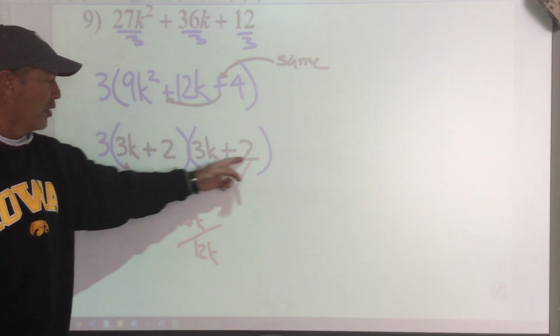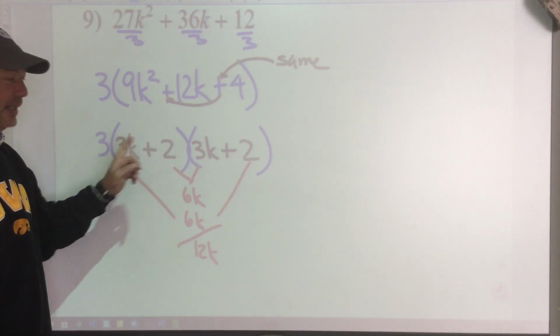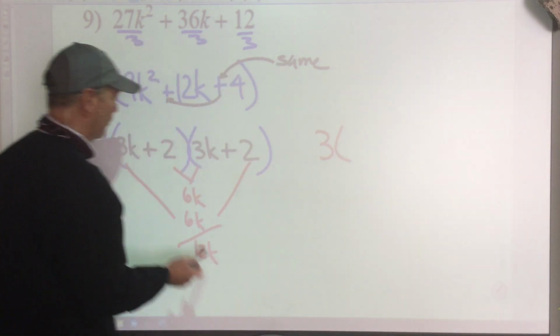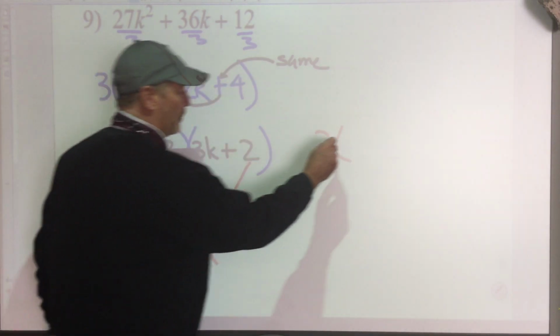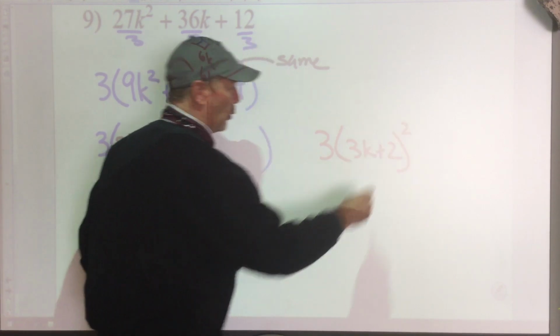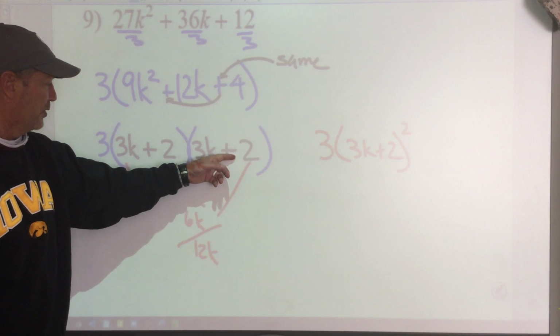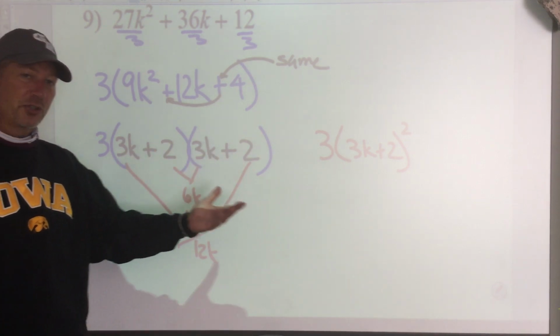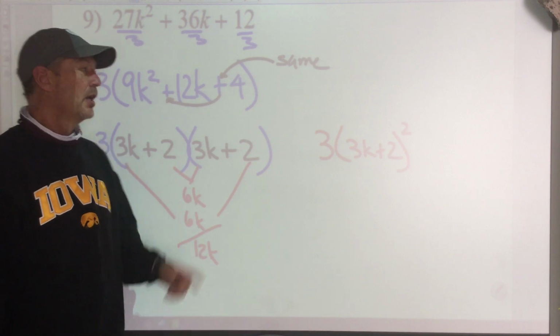Now, is there another way that I can write this? Yes. They said that we can write this as 3 parentheses 3k plus 2 parentheses squared, because there's 2 of them. It's this parentheses times that parentheses. Got it? Those are what's called a perfect square. Keep going.